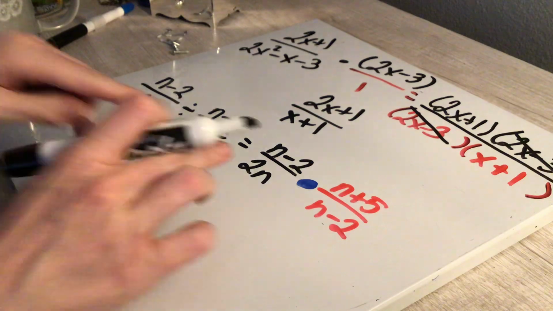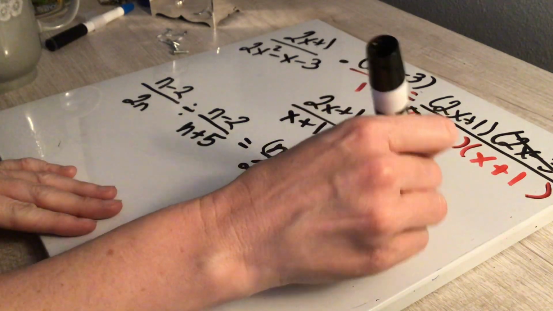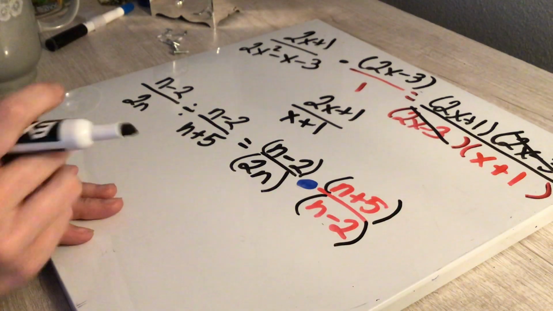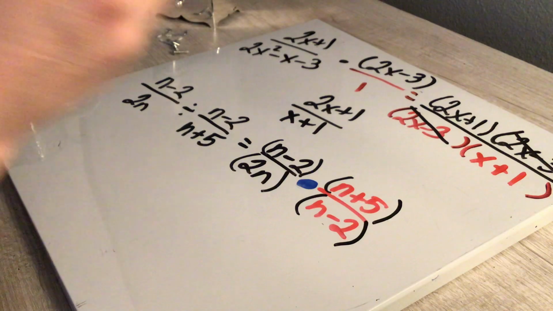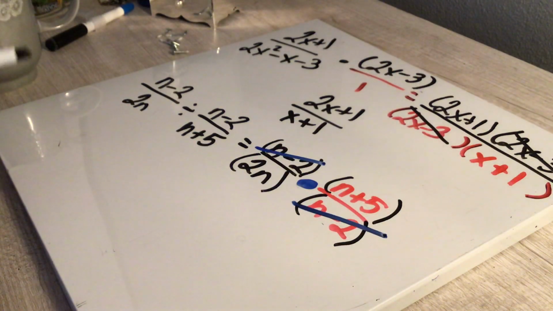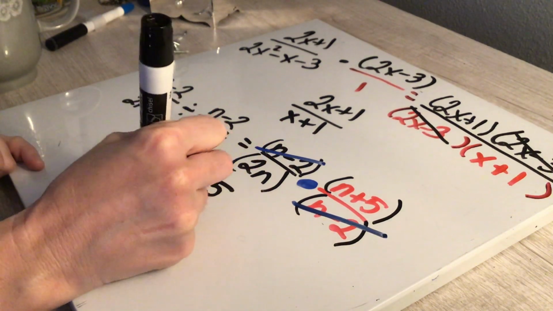Okay, then with multiplication, you multiply across. So I get n minus 2 times n plus 5 over 2n times n minus 2. Then you notice there's an n minus 2 in the numerator and in the denominator, so we can cancel. And we get n plus 5 over 2n.